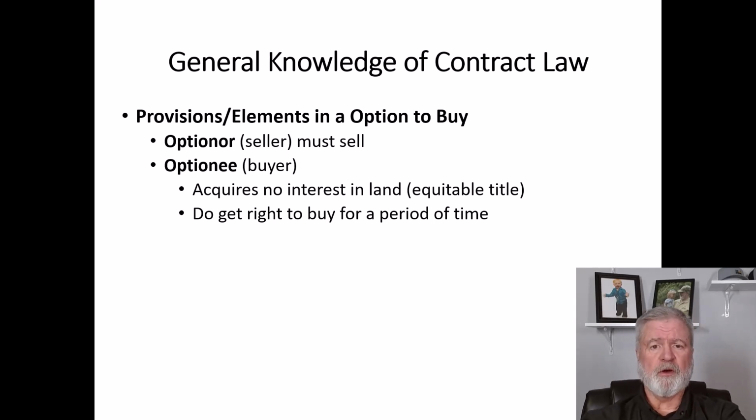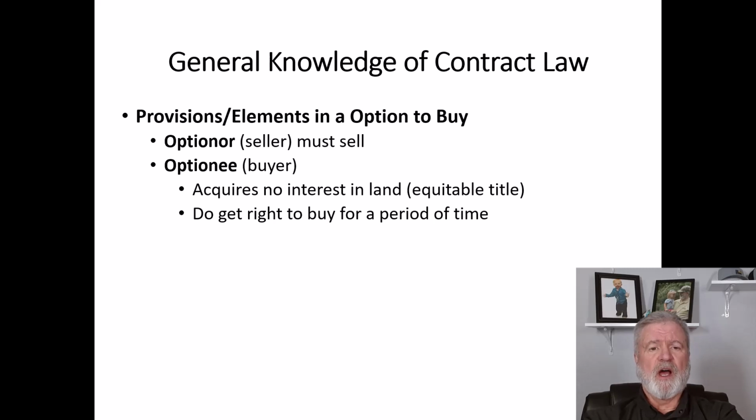Well, we're going to talk about it. But I just want to make sure you had at least some basic understanding of what we're dealing with here when it comes to an option to buy. So, first of all, here's this OR and EE again. The optionor, which obviously is the seller, and the optionee is the buyer.